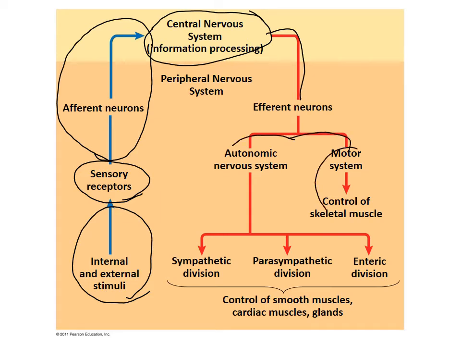If it's the motor system, then that's the control of skeletal muscle. If it's the autonomic nervous system, well, the autonomic nervous system actually has three divisions. There's a sympathetic division, a parasympathetic division, and an enteric division, and they're all involuntary. We do not control them. They control all sorts of muscles that are inside us that we never ever control.